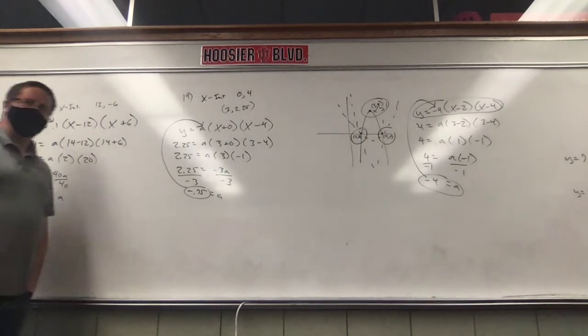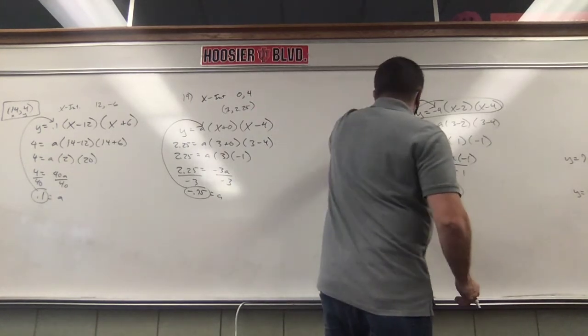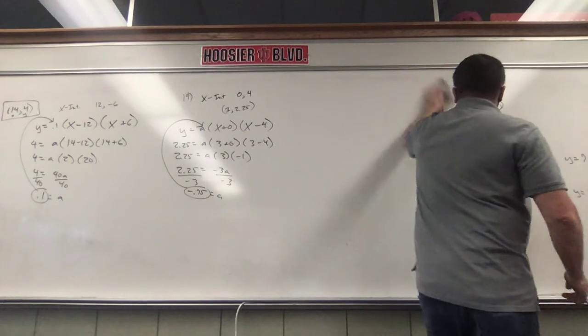Does that look reasonable that it's negative 0.75? Yeah, it's going down. Going down, better be negative something. If you do it and it's positive something, you need to stop and find out where your mistake is.